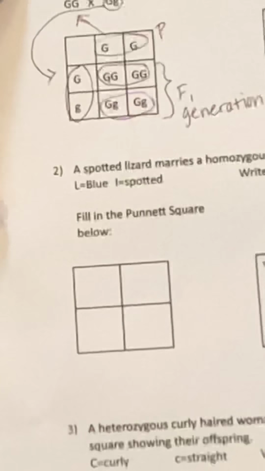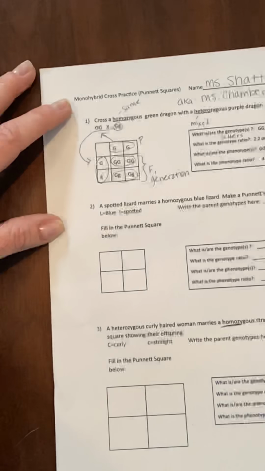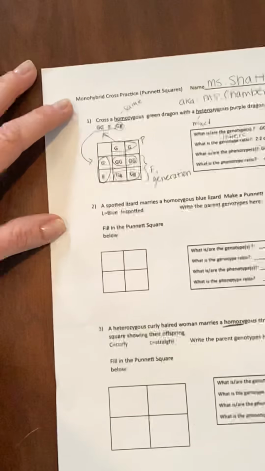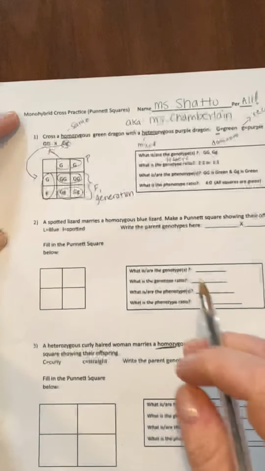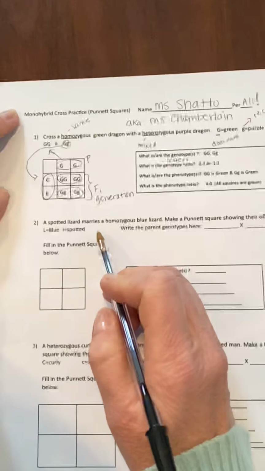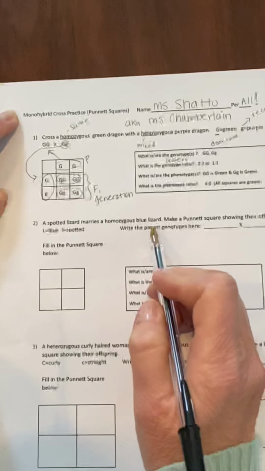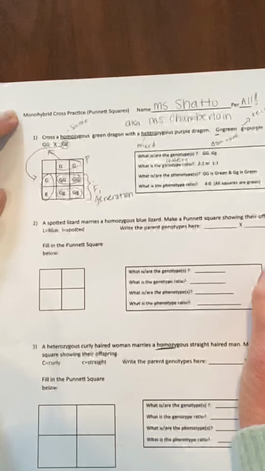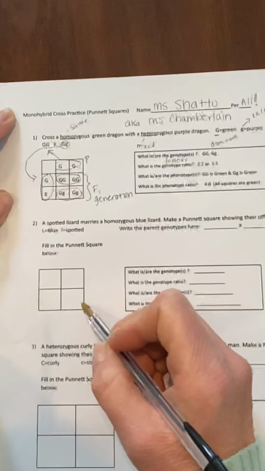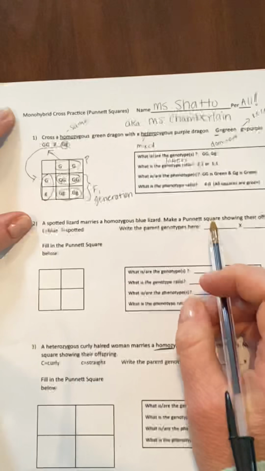Okay, so let me pull out a little bit here on this. It says, a spotted lizard marries a homozygous blue lizard. Make a Punnett square showing their offspring. So here's the Punnett square, right? We need to break this information down.